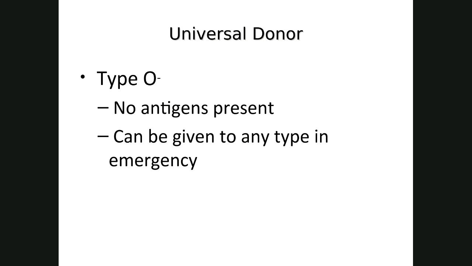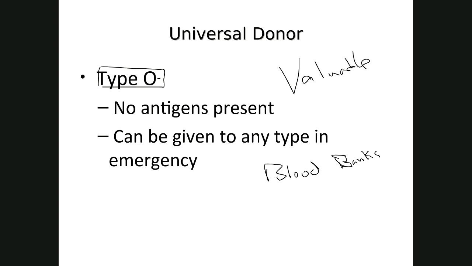And so it's a very, very valuable blood. And so blood banks try to keep this on hand very, very much, because this is what's used in emergency rooms and places like that when they don't have time for blood typing. And so if you happen to have type O negative blood, you're going to be a very, very popular person with a blood bank. They're going to love you. And they're going to love you so much, they're going to drive you crazy asking for your blood.